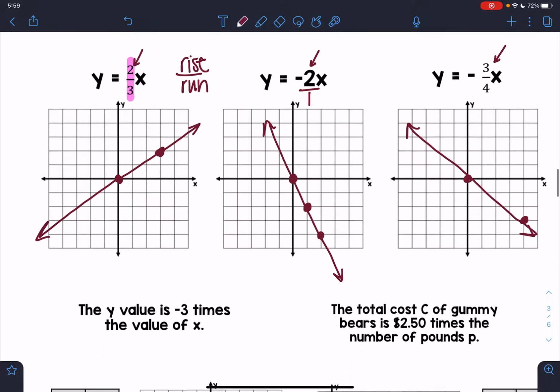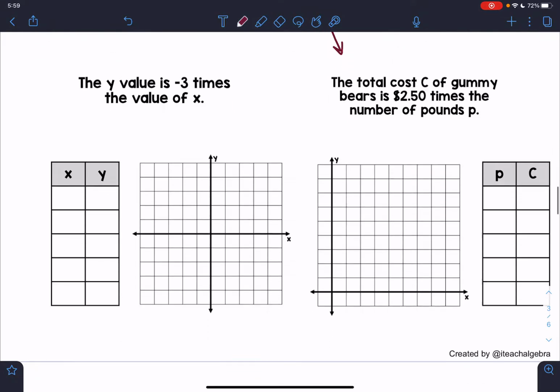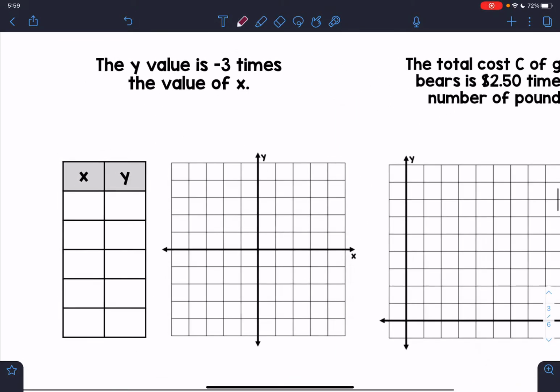Okay, so we've been talking about word problems. Okay, this one isn't really a word problem. We just have to set up the equation. The next one is going to be more of a word problem, okay? So this first one here, it says the y value is -3 times the value of x, okay? So we always want to say y equals, right? We're saying y is -3 times the value of x. So I'm going to write -3x.